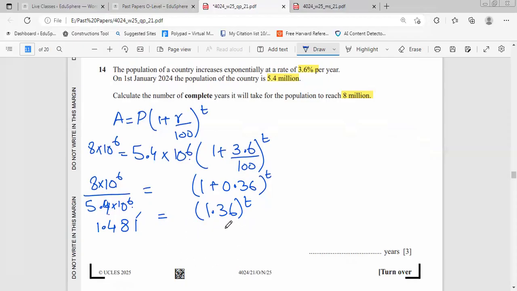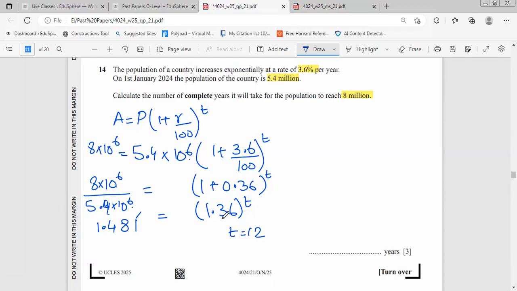So what I can do, I can be taking so many different combinations to check. If I take 1.36 to the power of 11, I get something almost similar to this one. If I take 1.36 to the power of 12, I get, not exactly, but I can say it's almost equal to this. So the value of t is equal to 12 years.